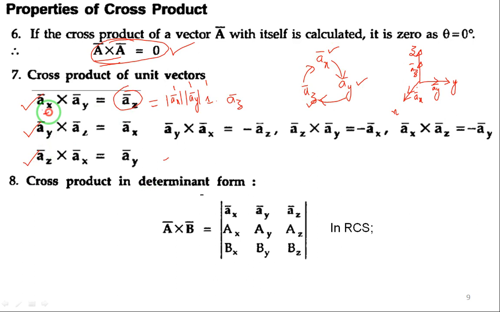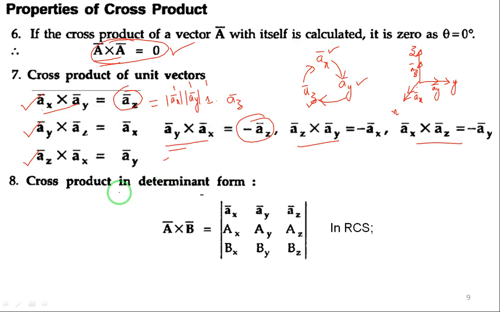If I reverse it, instead of taking Ax cross Ay, we have already seen that the cross product does not obey the commutative law, meaning A cross B is not equal to B cross A. A cross B is equal to minus of B cross A. So Ax cross Ay gives me Az. Now I want Ay cross Ax, so minus of Az, that's all. If you take this diagram and go opposite to the direction of the arrow mark, change the direction, minus Az. Ax cross Az is minus Ay, Az cross Ax is minus Ax, right? It's written here. Is it fine? I hope you understood this.